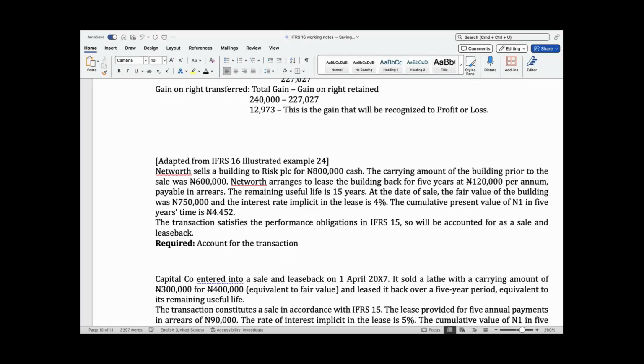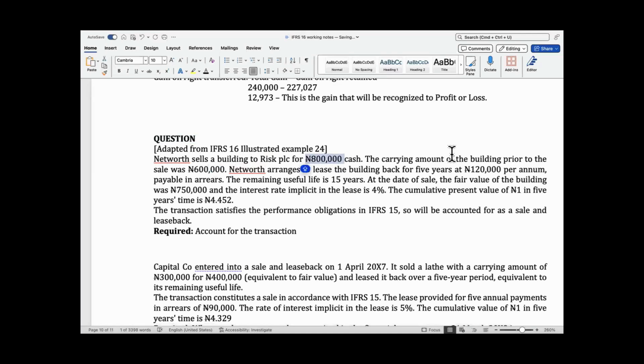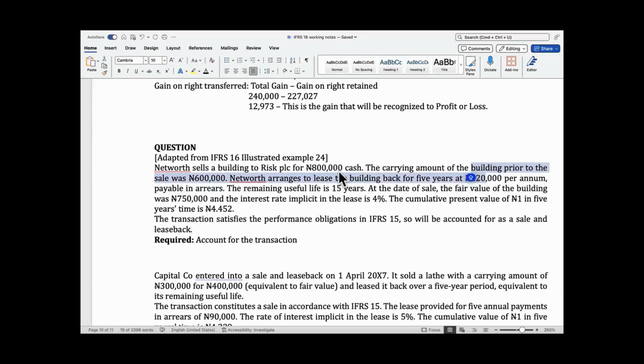The second question, this one was adapted from the standard directly. This one says that Networth sells building to Risk PLC for 800,000 cash. The carrying amount of the building prior to the sale was 600,000. Networth arranges to lease the building back for 5 years at 120,000 per annum, payable in arrears. The remaining useful life of the asset is 15 years.